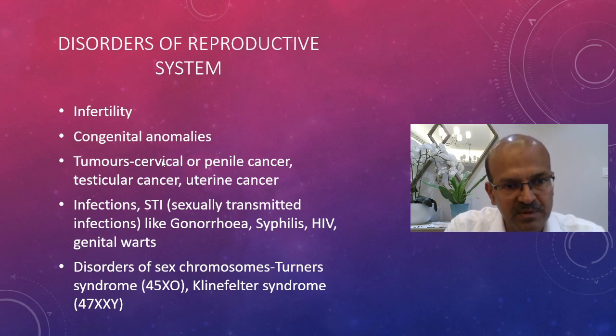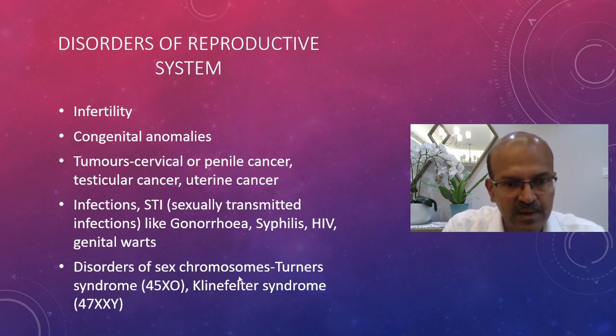Now we have problems with transgender, where the emotional sex is different due to various factors. We can have tumors such as cervical cancer, testicular cancer, or uterine cancer, and sexually transmitted infections are very important to be aware of. We need to educate about healthy sexual practices from school, wearing a condom, and not having multiple partners, and so on. And then we have disorders of sex chromosomes.